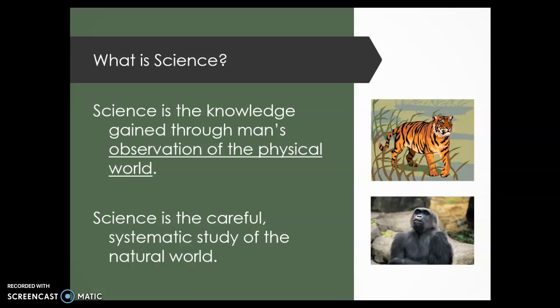Science is the careful and systematic study of the natural world. What that means is that we do it in an orderly fashion. We make careful observations, we record what we see, we do it in a way that is orderly, and we use those studies, those observations, to help us gain knowledge about the world around us.